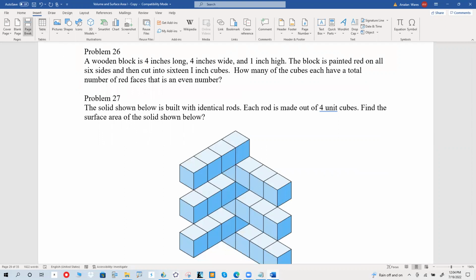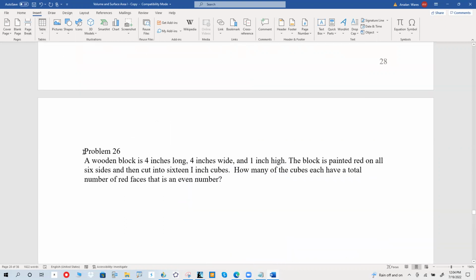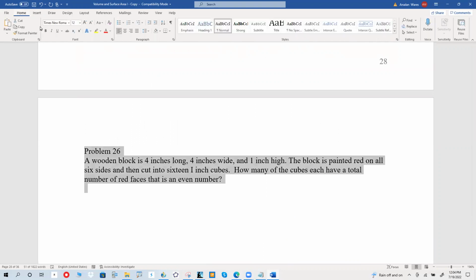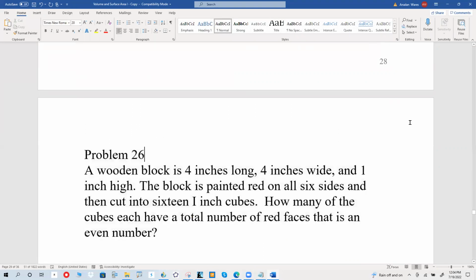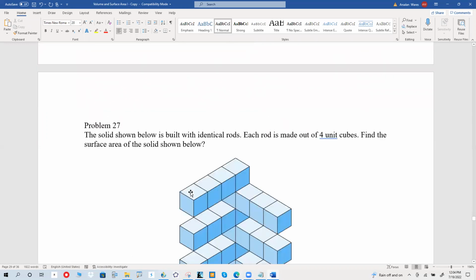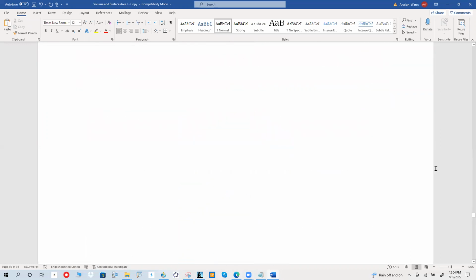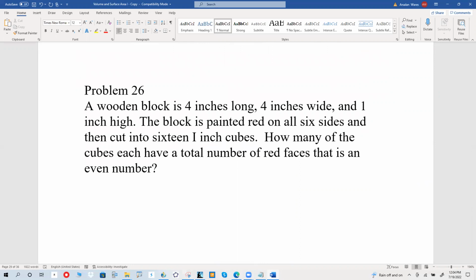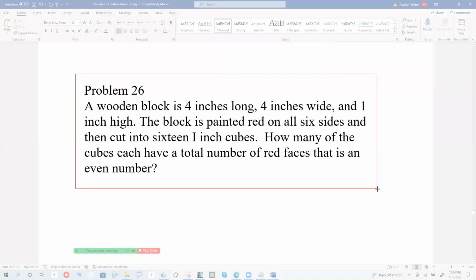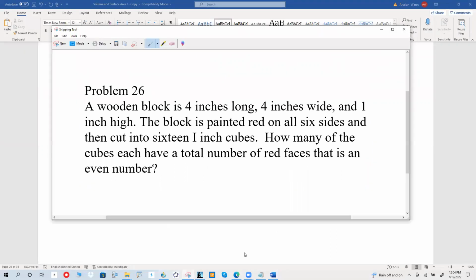Then we're going to try to do 26. Let's take it. Sorry, this is 26. We'll do 26 and we'll try to do 27 today as well. And that should take care of our lesson for today.